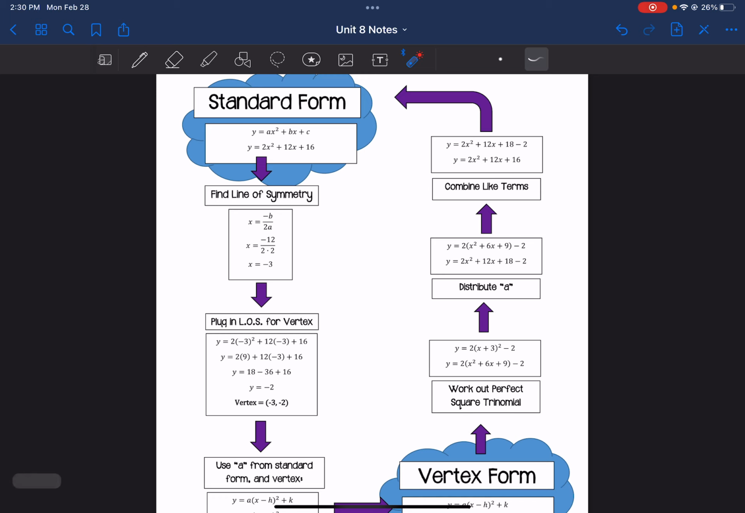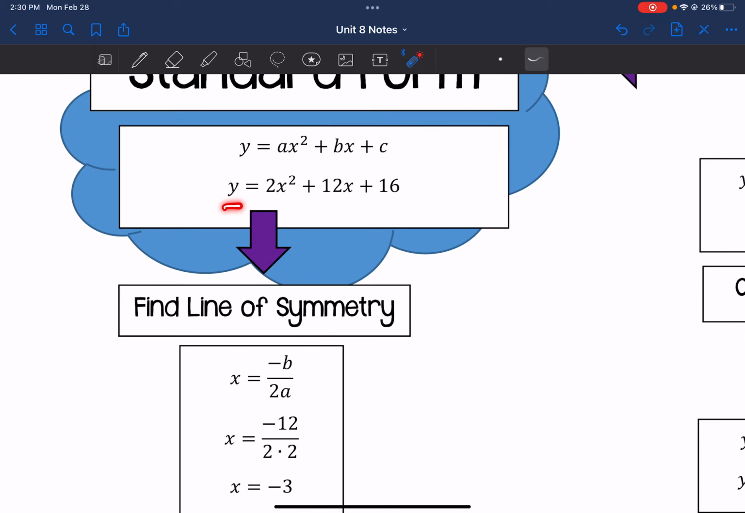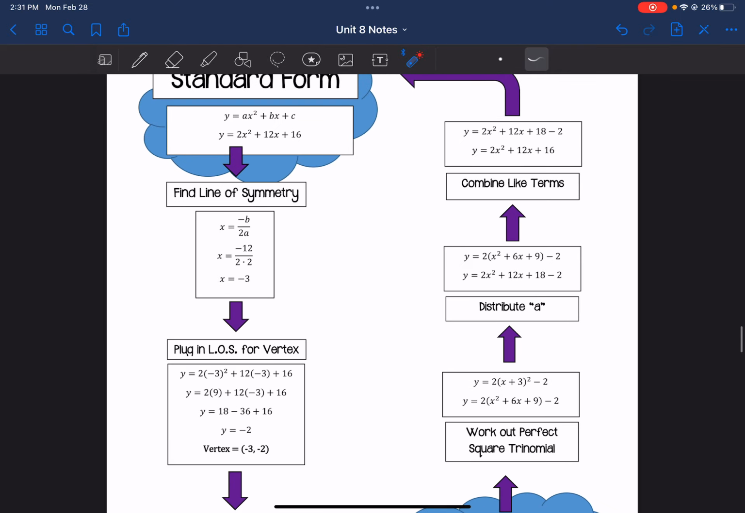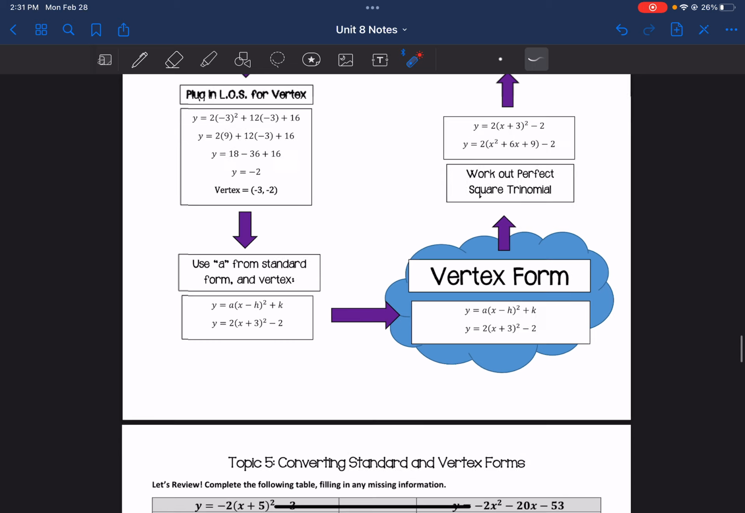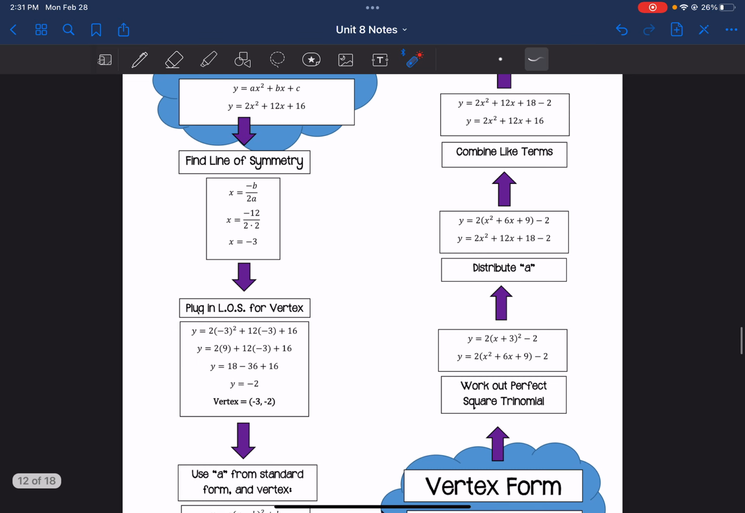It means basically if I have something in standard form, which is this right here, ax squared plus bx plus c, I can change it to look like the vertex form, something like that. And how do you do that? And I can go back from vertex to standard. I can do both of those. That's what we're doing today. It's super easy. So let's go ahead and get it done.